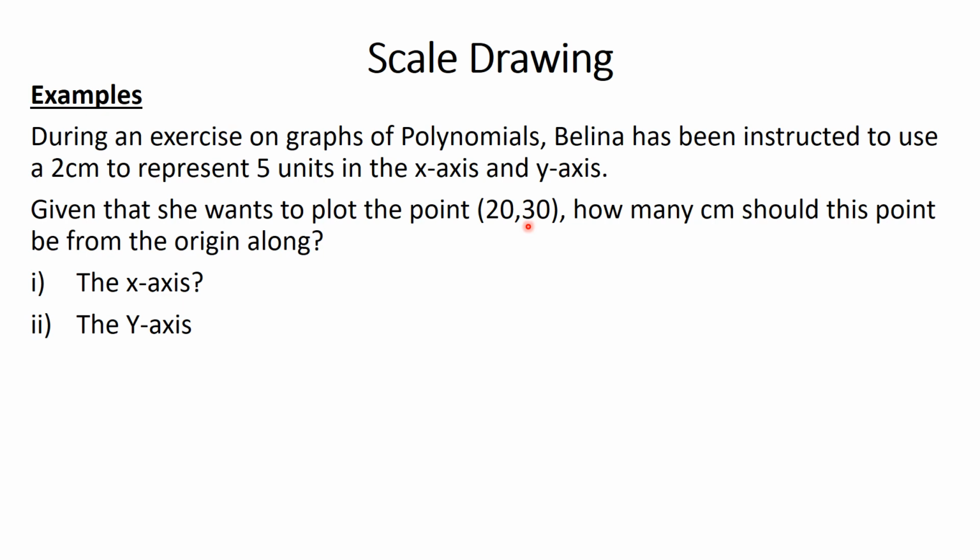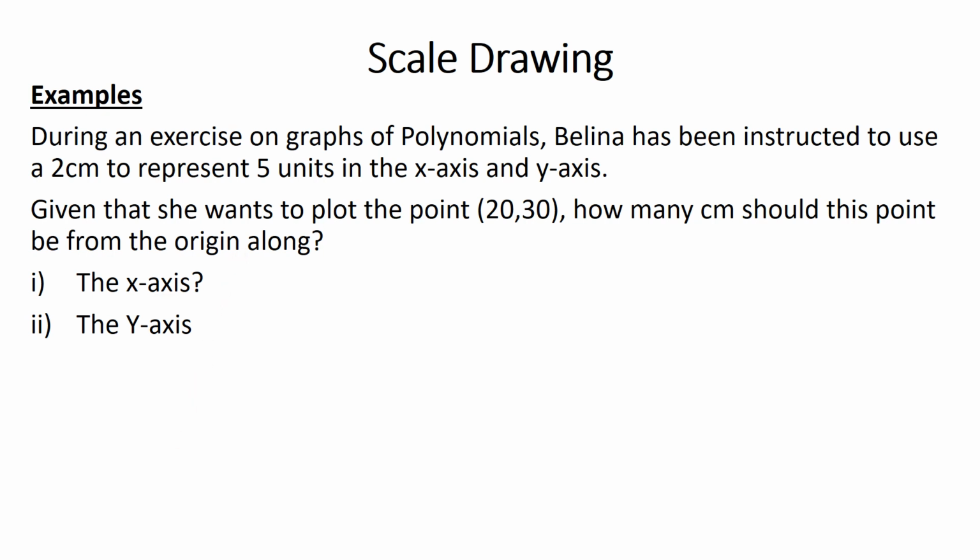So the easiest way she can is to know what 20 represents in terms of centimeters. These 5 units here should be represented by 2 centimeters. So 20 units are going to be represented by how many centimeters? Once she knows how many centimeters, she can get her rule, then put it from the origin, then measure the centimeters that she has gotten. Let me just demonstrate this.